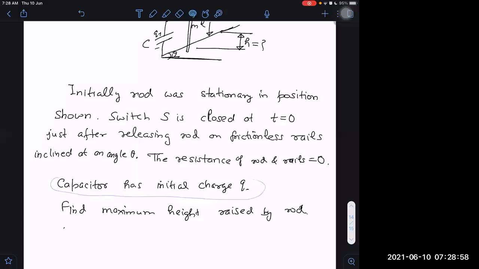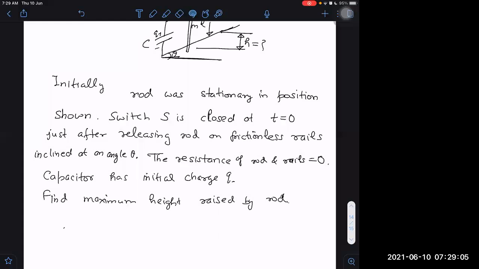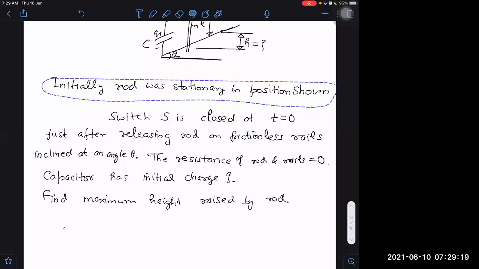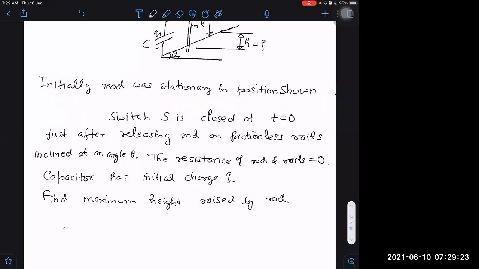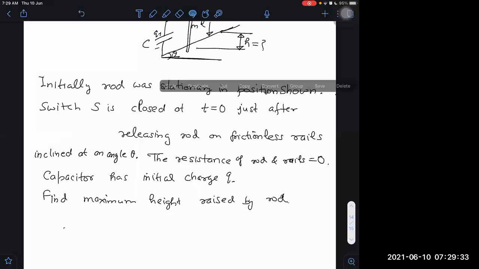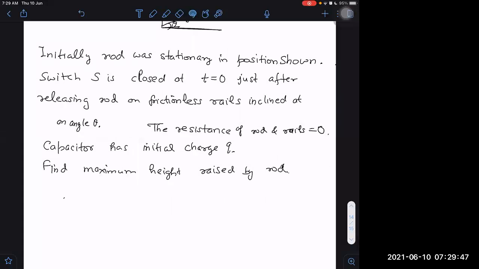Have we got the answer? Sir, yes. The answer I'm getting is Q L B cos theta whole square by m square g.